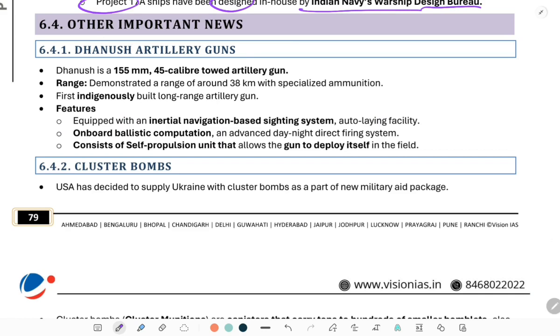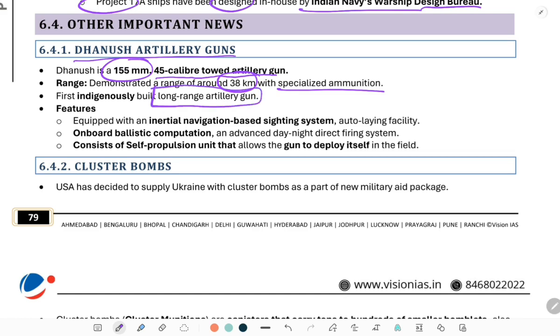Okay, next we'll see some other important news. Dhanush artillery gun. Dhanush is a 155mm, 45 calibre towed artillery gun. It has demonstrated a range of around 38 km with specialized ammunition. It is the first indigenously built long-range artillery gun.